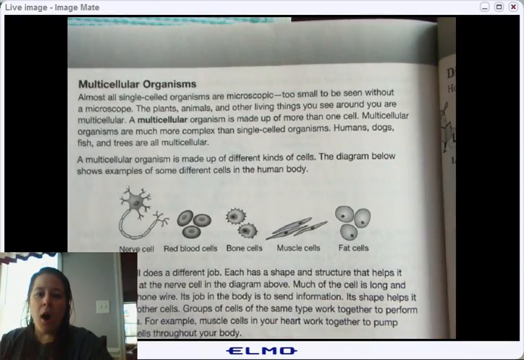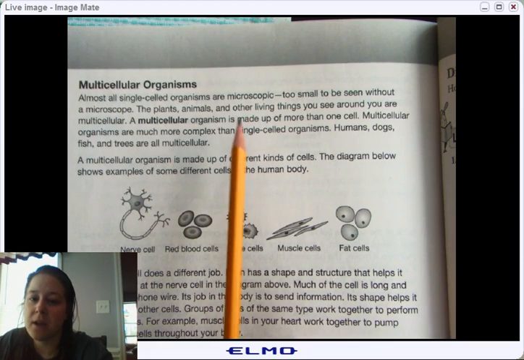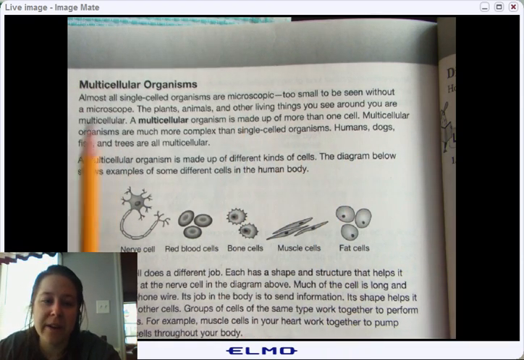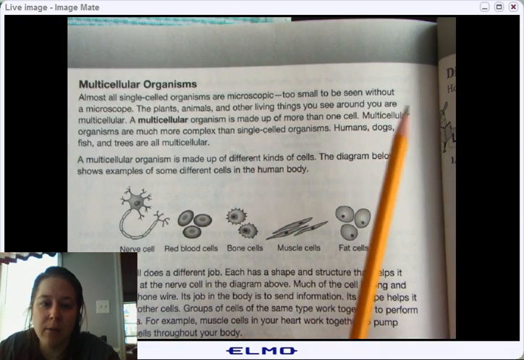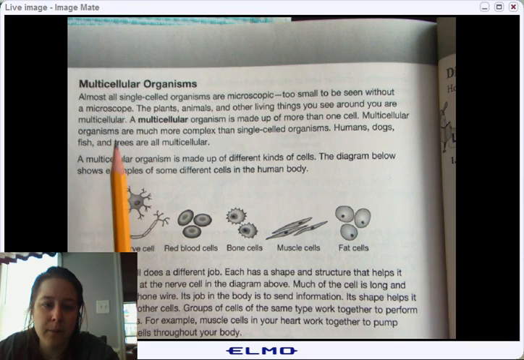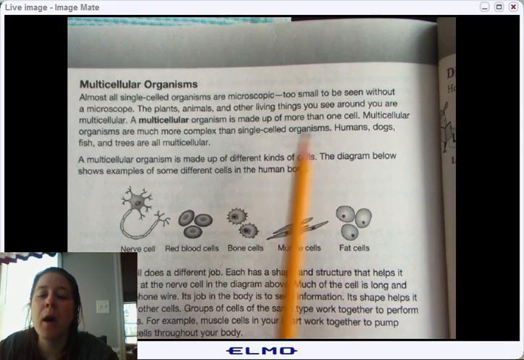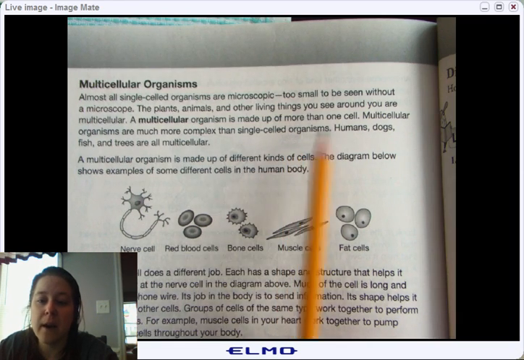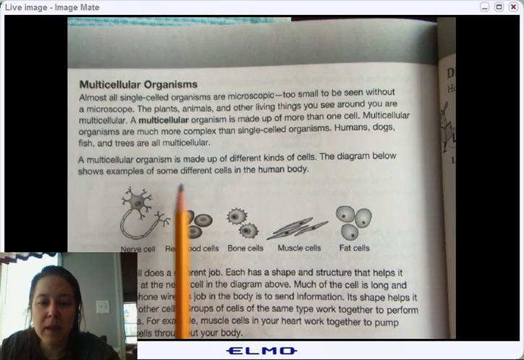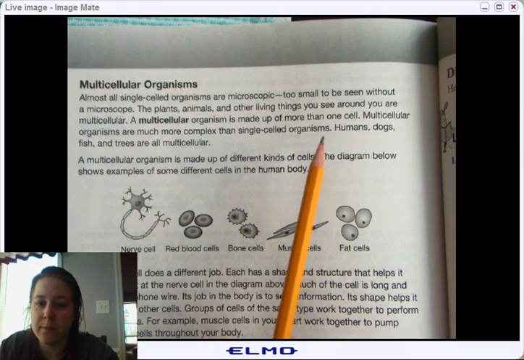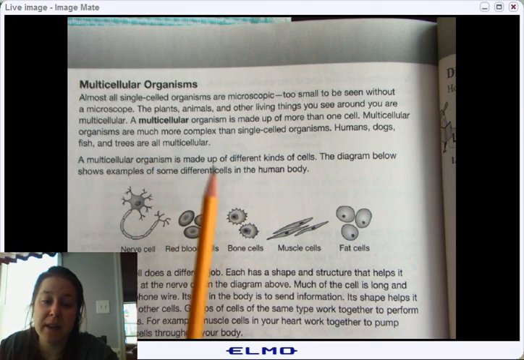Almost all single-cell organisms are microscopic, too small to be seen without a microscope. The plants and animals and other living things you can see around are multicellular. A multicellular organism is made up of more than one cell. Multicellular organisms are much more complex than single-cell organisms. Humans, dogs, fish, and trees are all multicellular.